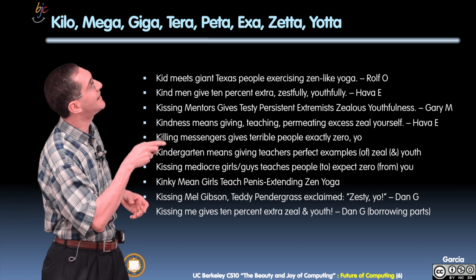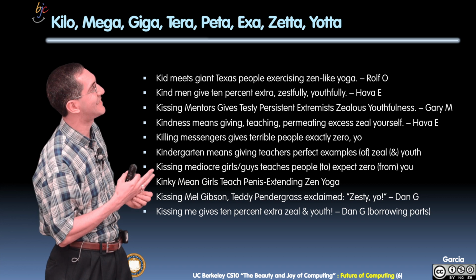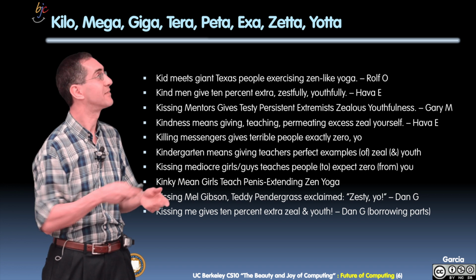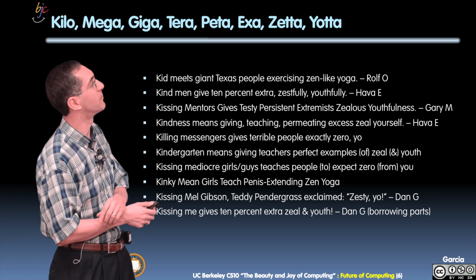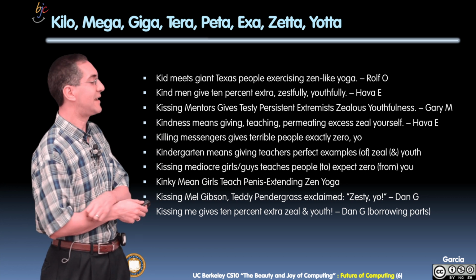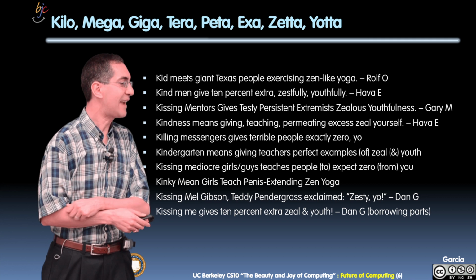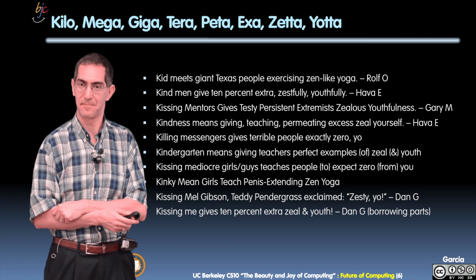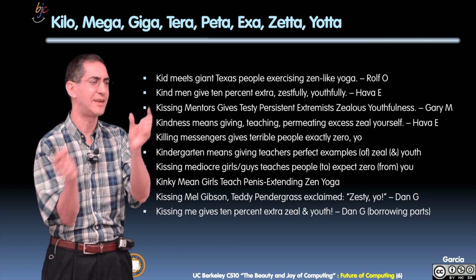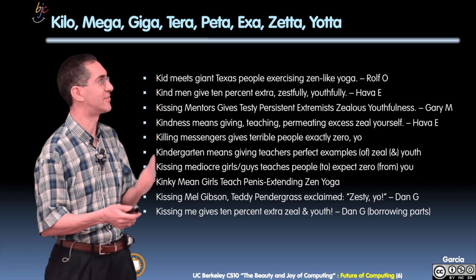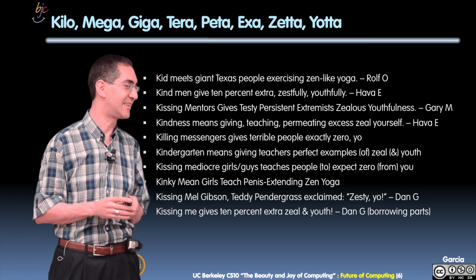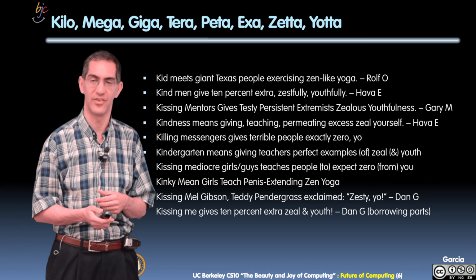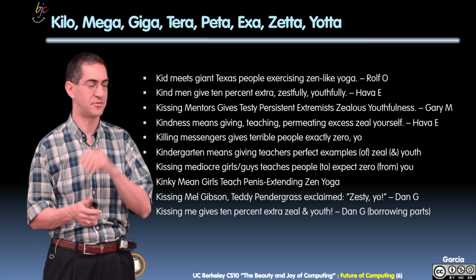Kid means giant Texas people exercising Zen-like Yoda. So you see kid, right, K-I, meets M-E, right, it all works out. That's pretty cool. Kind men give 10% extra, zestfully, youthfully. And that's harder because the commas, you can get those confused. I want to make sure you get the order right, so that's not as good. Kissing mentors gives testy, persistent extremists zealous youthfulness. This is like a tongue twister for me here, okay?